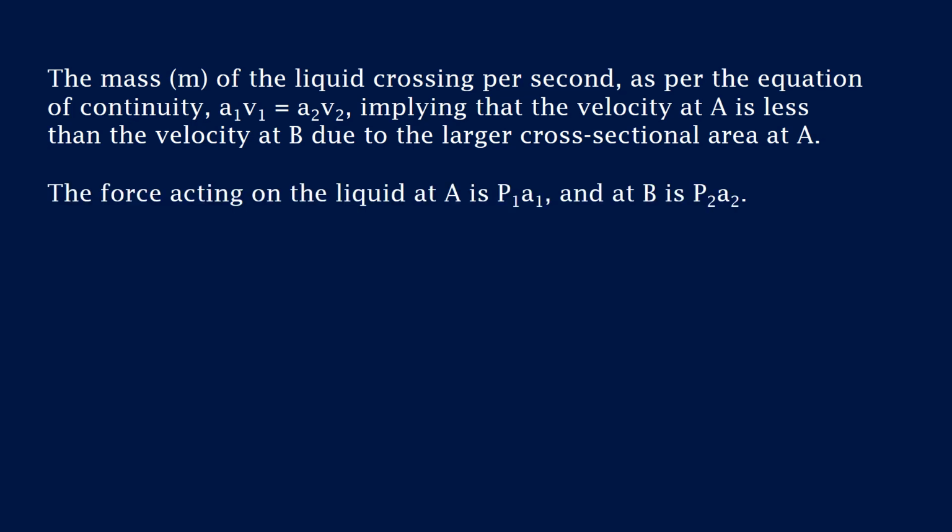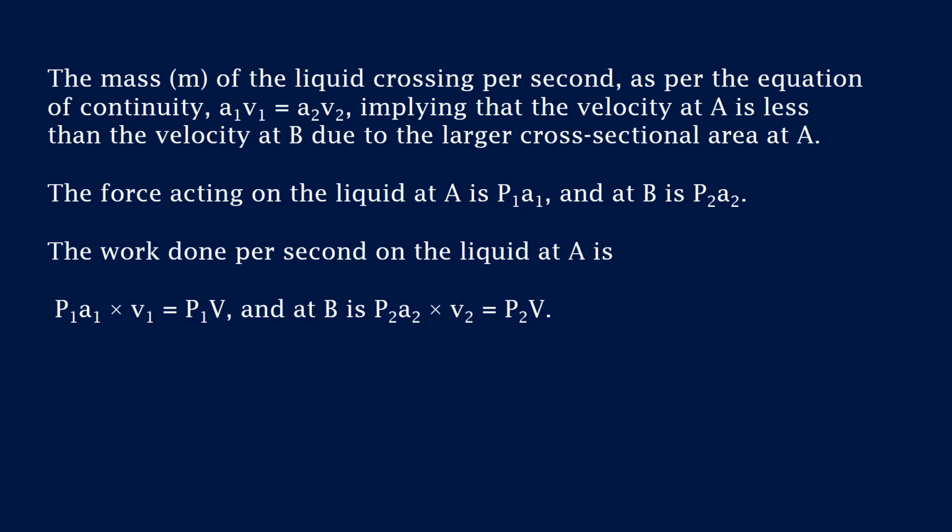The force acting on the liquid at A is P1 A1, and the force acting on the liquid at point B is P2 A2. The work done per second on the liquid at A is given by P1 A1 V1, which is equal to P1 into V, and the work done per second on the liquid at point B is given by P2 A2 V2, which equals P2 into V. Here capital V is volume.